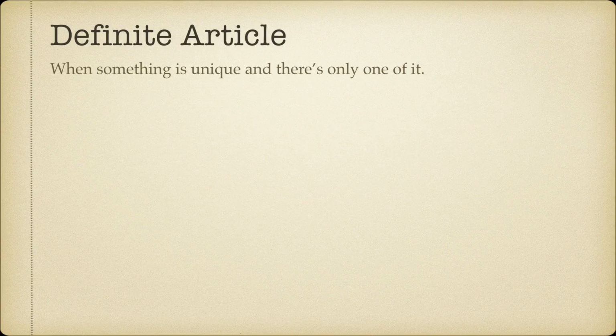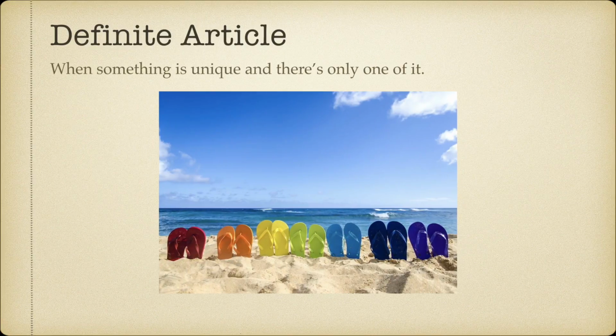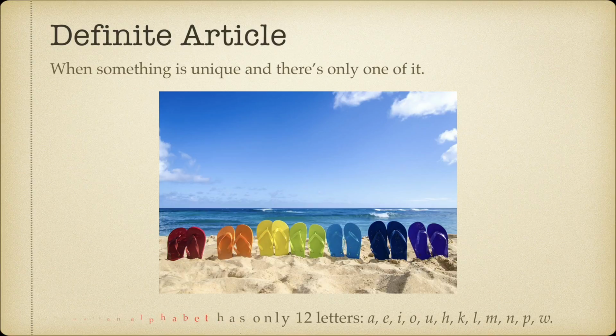When something is unique and there's only one of it. The Hawaiian alphabet has only 12 letters: A, E, I, O, U, H, K, L, M, N, P, W. So there is only one Hawaiian alphabet.